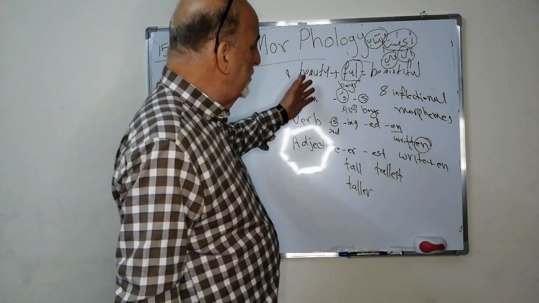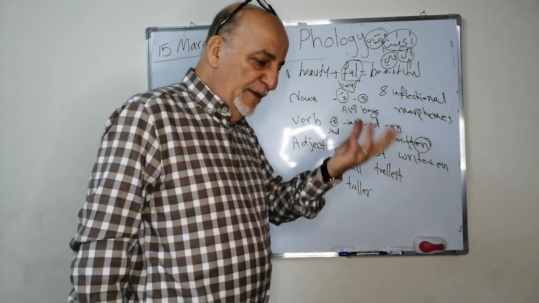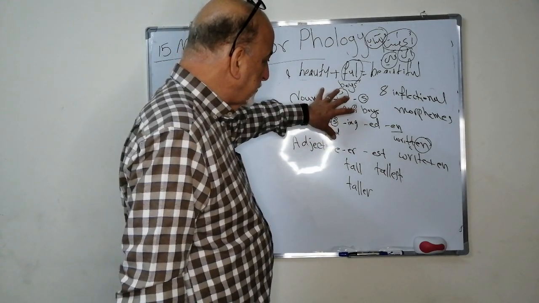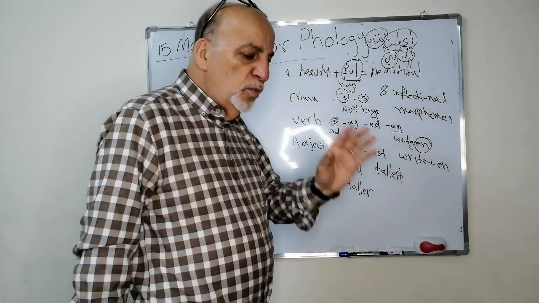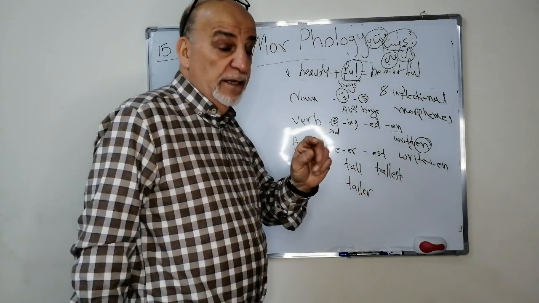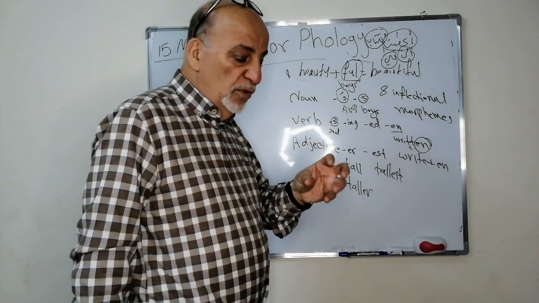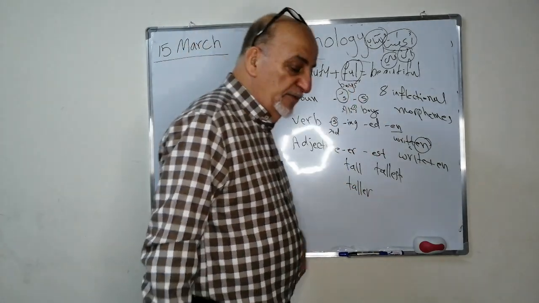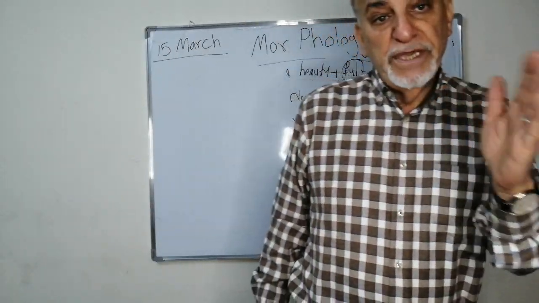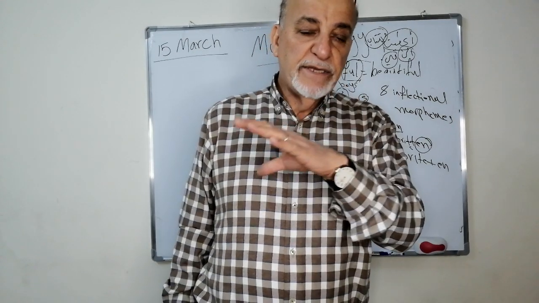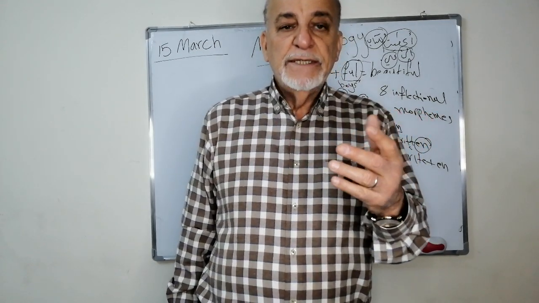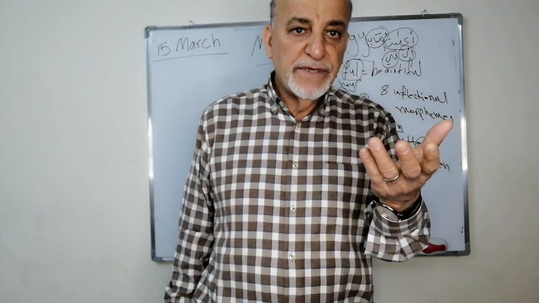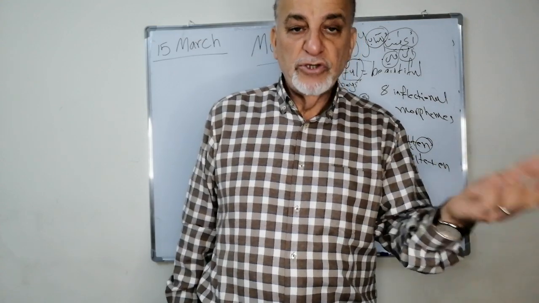Now, inflectional morphemes and derivational morphemes: derivational morphemes can be either prefixes or suffixes. By the way, inflectional morphemes are always, emphasizing the word always, added to the end of the word. Whereas derivational morphemes can be added to the beginning of the word, for example honest, dishonest, happy, unhappy, correct, incorrect, write, rewrite. These are derivational morphemes.